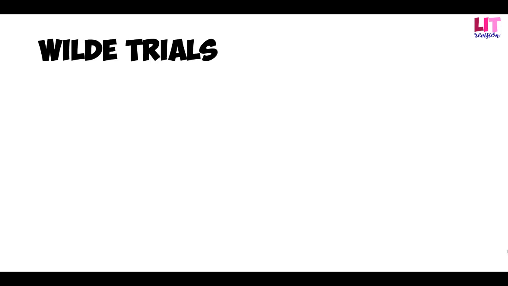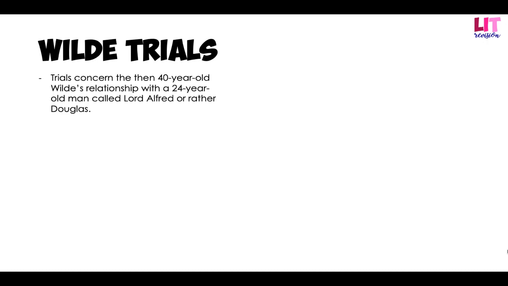In order to understand The Picture of Dorian Gray to the best of our abilities, the Wilde Trials give us important historical and cultural context. The trials concern the then 40-year-old Wilde's relationship with a 24-year-old man called Lord Alfred, or rather Douglas. I urge you to look up the trials on revision sites like CliffsNotes and check out the Wikipedia page on the trials to get a sense of what this book meant at the time it was written.